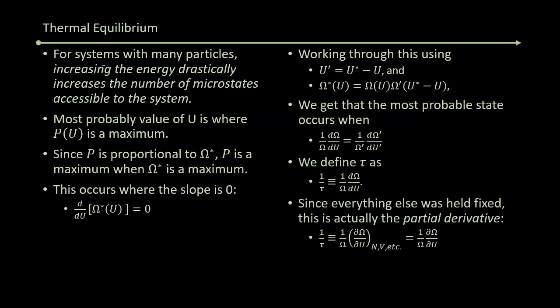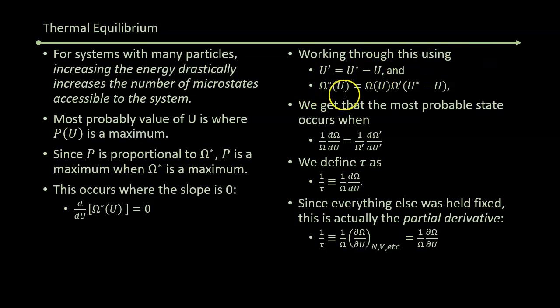So let's go do this. We need to find when, so at a maximum, the slope's going to be 0. And so we're going to take the derivative with respect to U to find where the slope is 0. We work through this. We're going to put in U prime is U star minus U. Remember, U prime is A prime's energy. U is A's energy. U star is total energy.